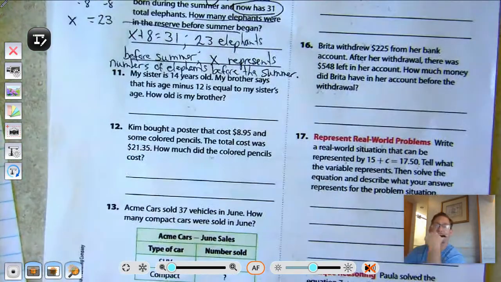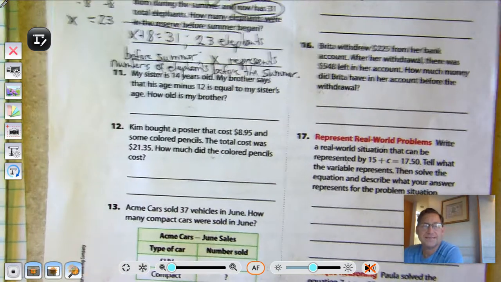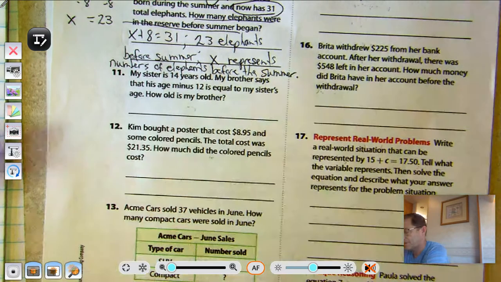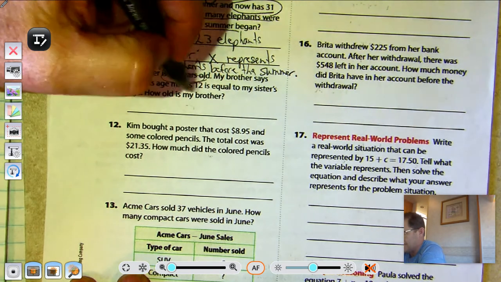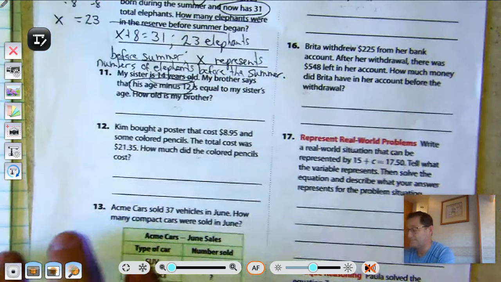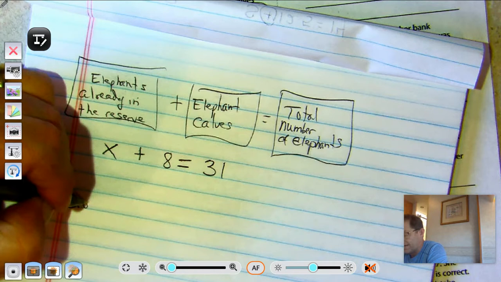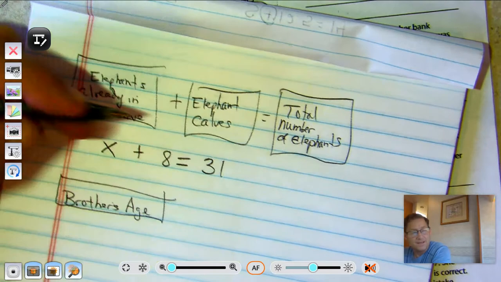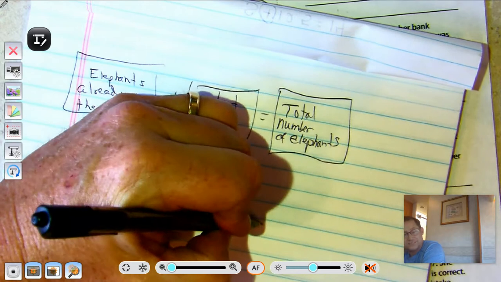All right, number 11. My sister is 14 years old. My brother says that his age minus 12 is equal to my sister's age. How old is my brother? All right, so we know the sister is 14 years old. My brother says that his age minus 12 is equal to my sister's age. How old is my brother? Okay, so let's look at this. So brother's age. We don't know the brother's age. But if we subtract 12, that's going to be the sister's age.